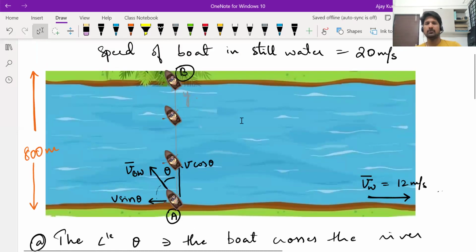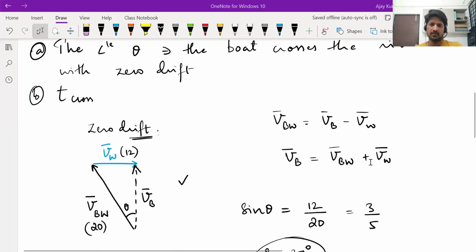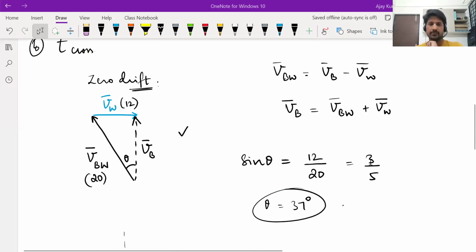So is this clear to all of you? Will you be able to solve for this angle theta if some other velocities are given? If any of you have any doubt or you want me to repeat, you can ask. Saket, did you understand? Yes, sir. Okay. Fine. So that's the angle at which the boat must be inclined to cross the river with zero drift.